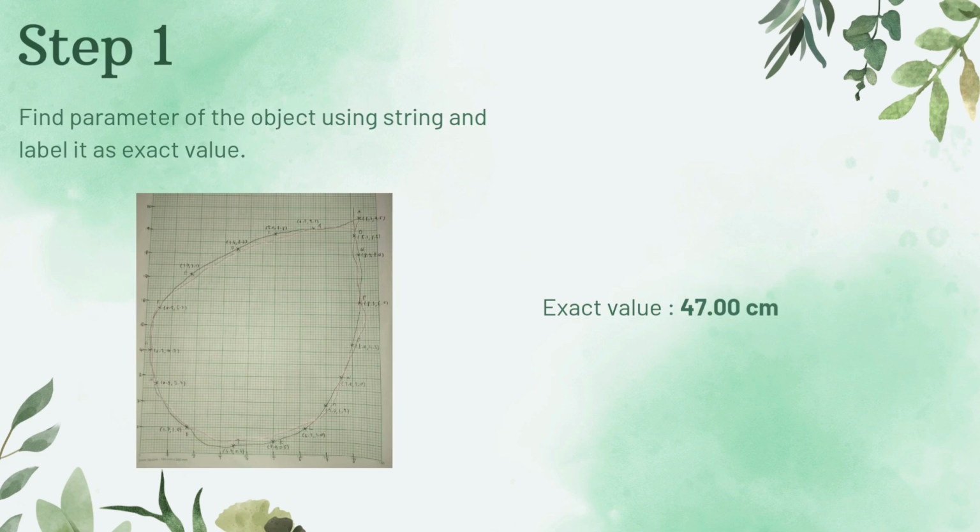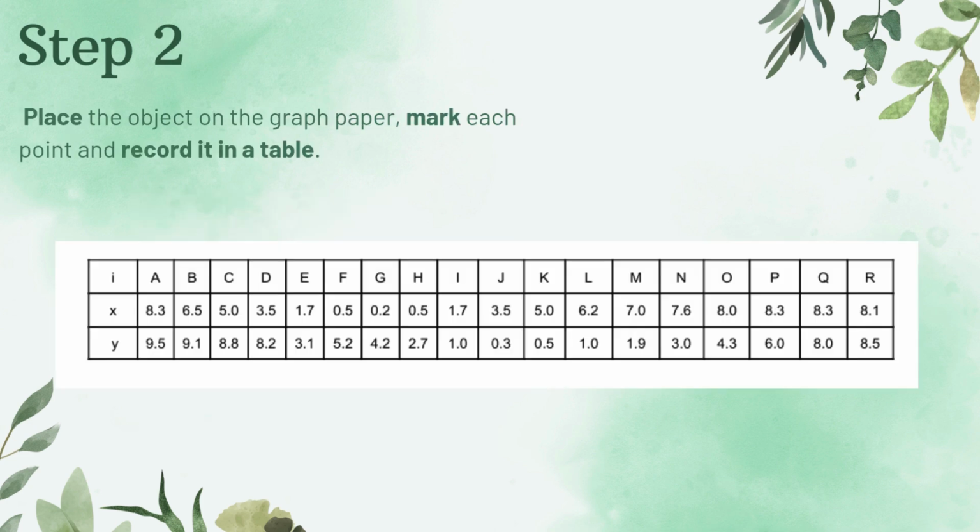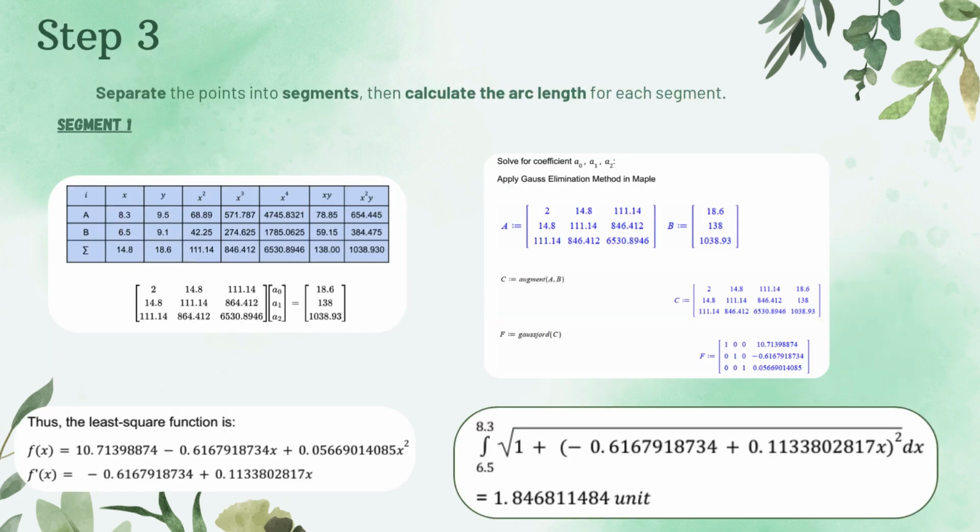Step 1. Find the perimeter of the object using the string and label it as the exact value. Step 2. Place the object on the graph paper, mark each point, and record it. Step 3. Break the boundary into segments, then calculate the arc length of each segment.